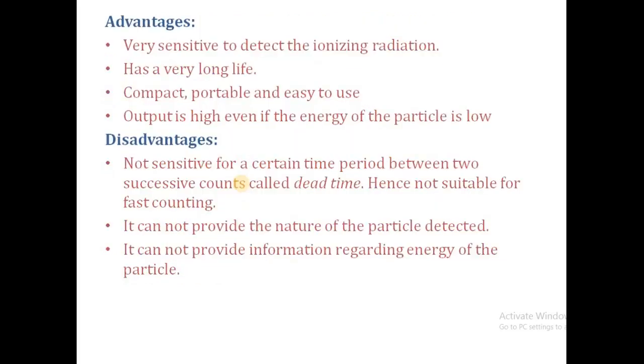Okay, next we look at some of the advantages and disadvantages of the GM counter. If you look at the advantages, it is very sensitive to detect ionizing radiation. It has a very long lifetime, especially the halogen quenched counter. It is compact, portable and easy to use. In the GM counter, the output pulse is high and independent of the energy of the particle detected in the counter.